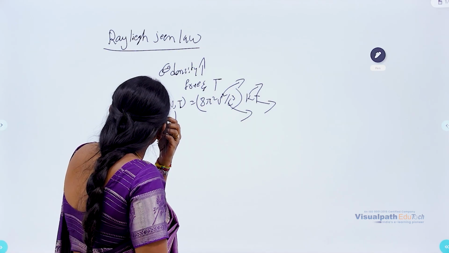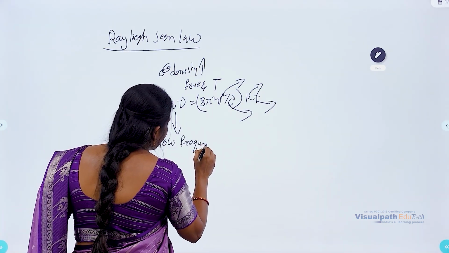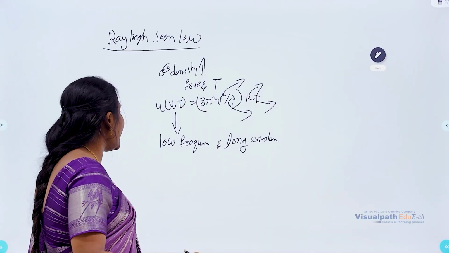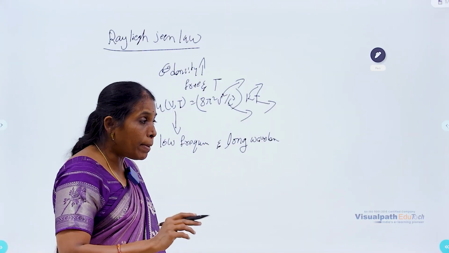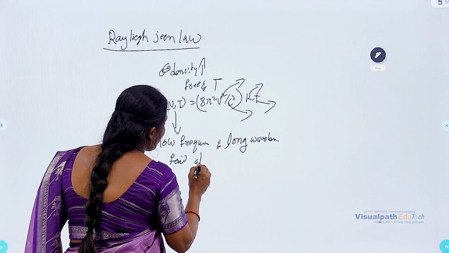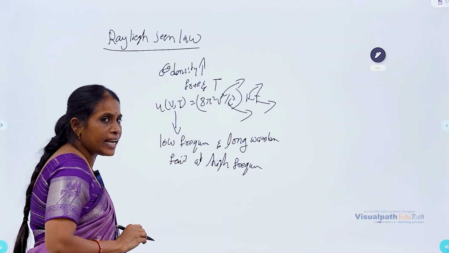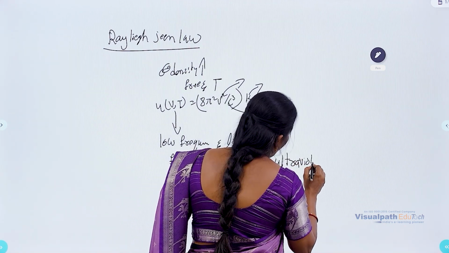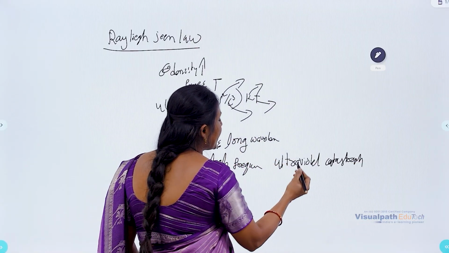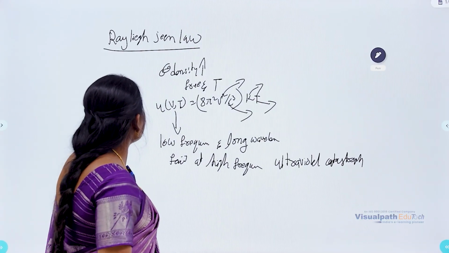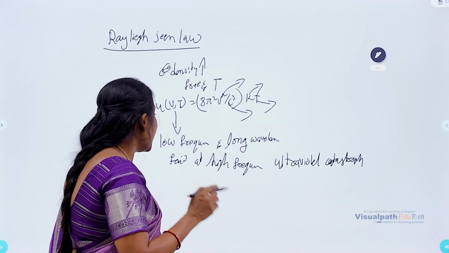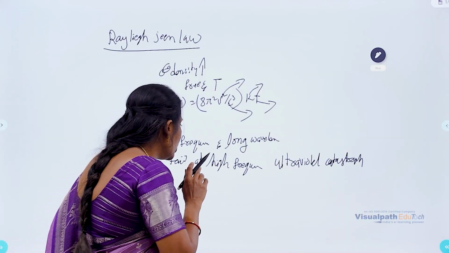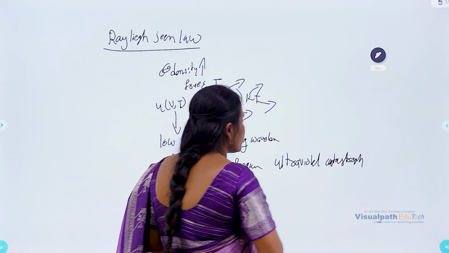This law is useful to explain only at low frequency and long wavelength, but it failed to explain at high frequency. Due to that, it leads to the ultraviolet catastrophe. So this Rayleigh-Jeans law explains only at low frequency and long wavelength, but fails at high frequencies, leading to the ultraviolet catastrophe.